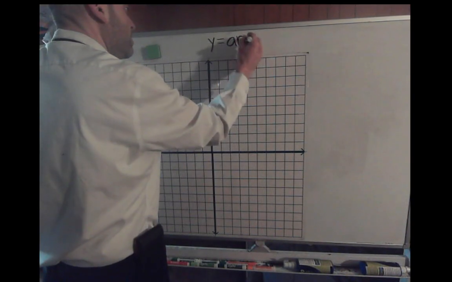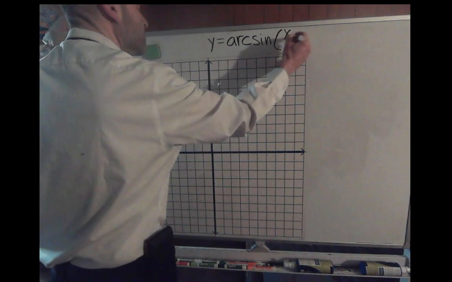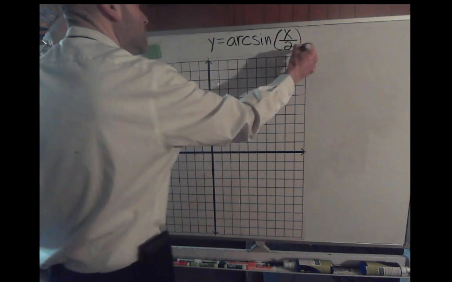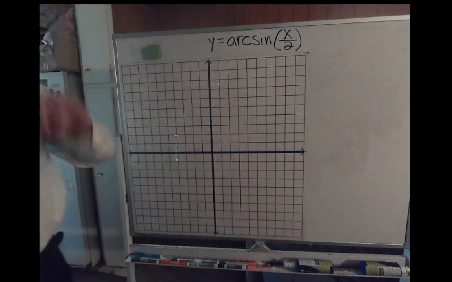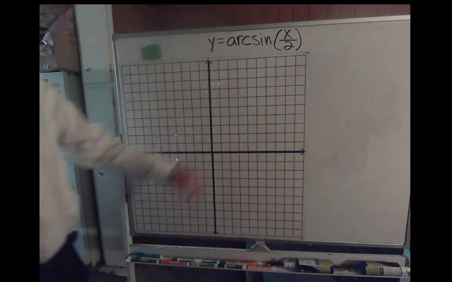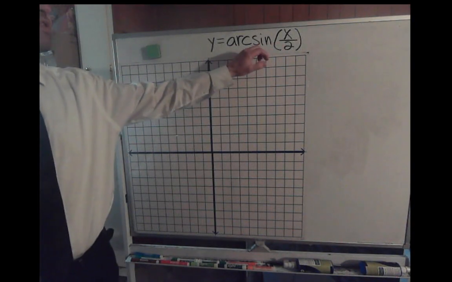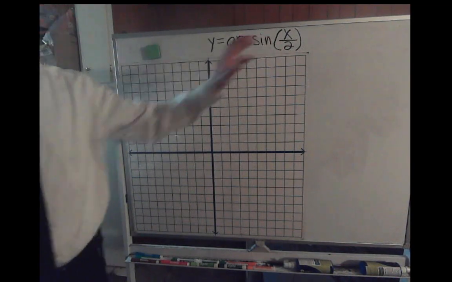y equals the arc sine of x over 2. So we have y equals the arc sine of x over 2. Now, if you have a change in the input of your function, if you have a change inside the parentheses, this is affecting your domain rather than your range.